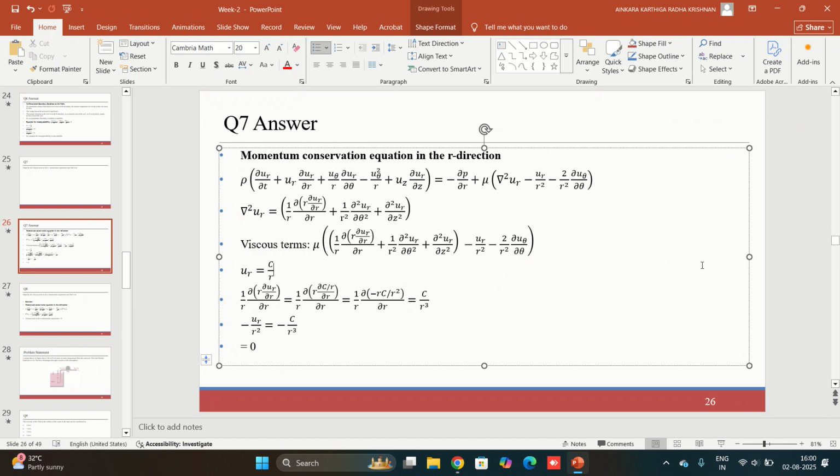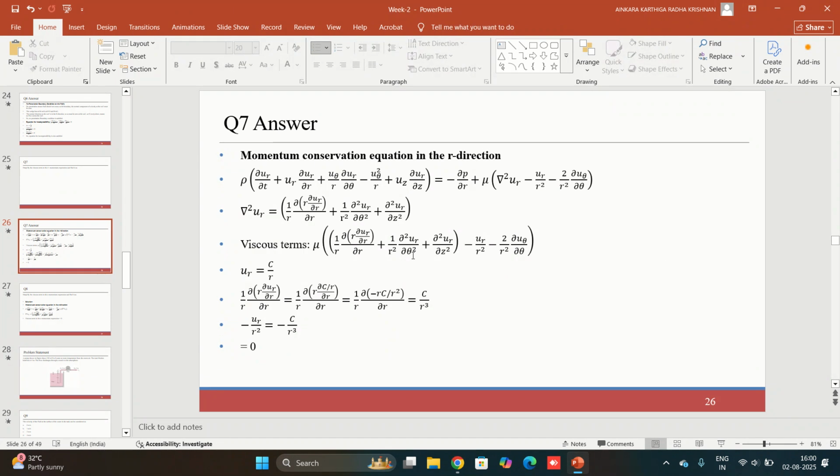So I'll just show it in this way, then go into slide show mode. The viscous terms are given by this particular term, substituted in here will give us the whole equation. So now u_r is equal to c by r, that is a constant by r. We are just substituting it in the first term, 1 by r ∂/∂r of r into ∂u_r/∂r. So it becomes 1 by r of ∂/∂r of r into ∂(c/r)/∂r. c is constant, and the derivative of 1 by r is minus 1 by r square.